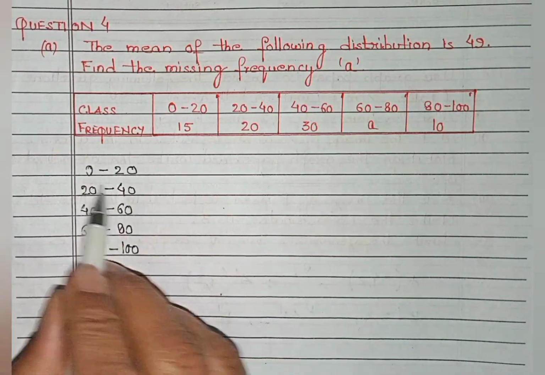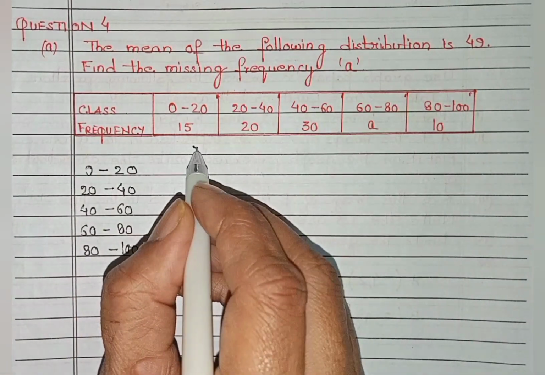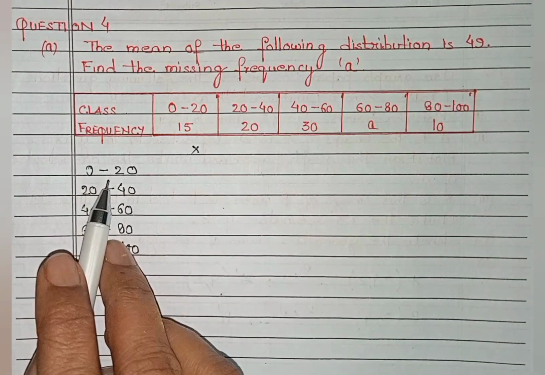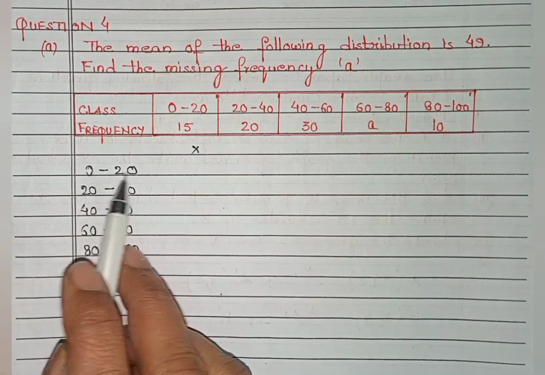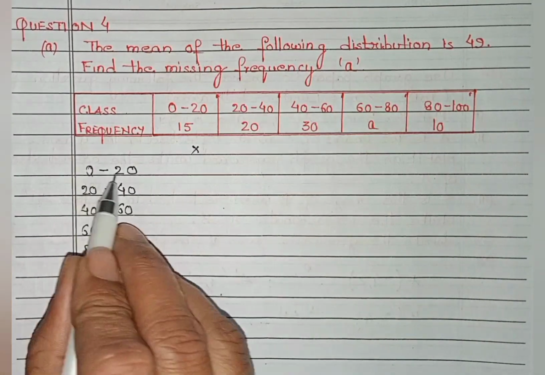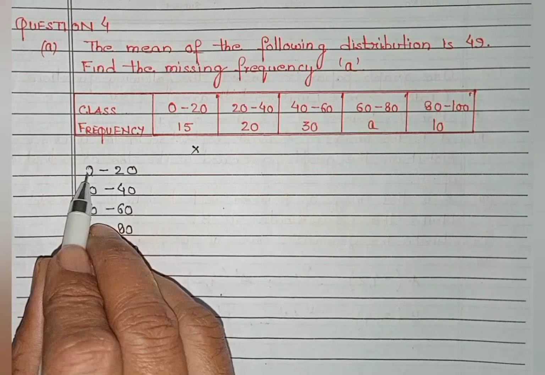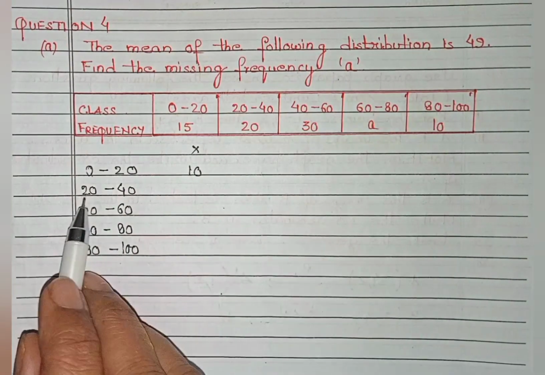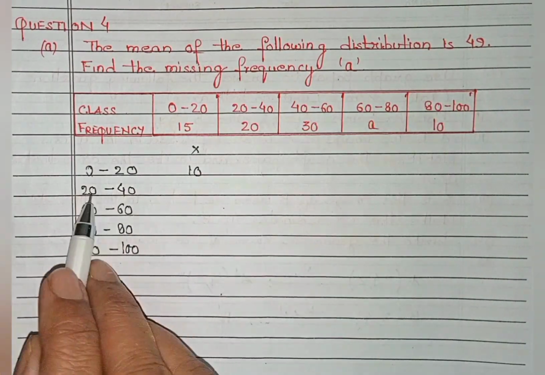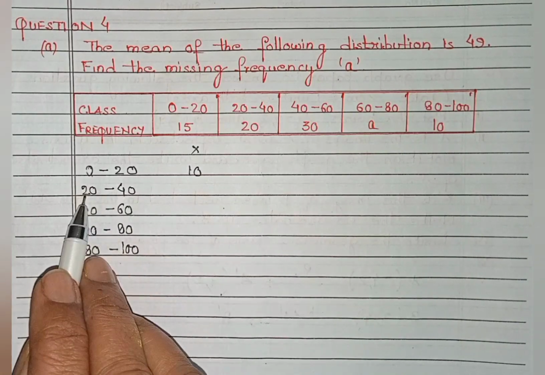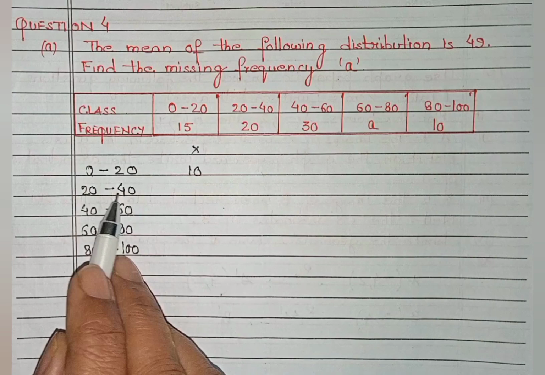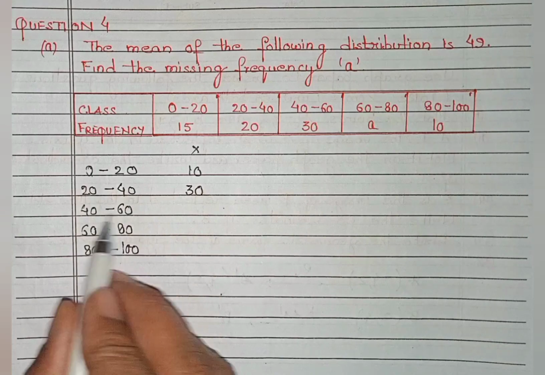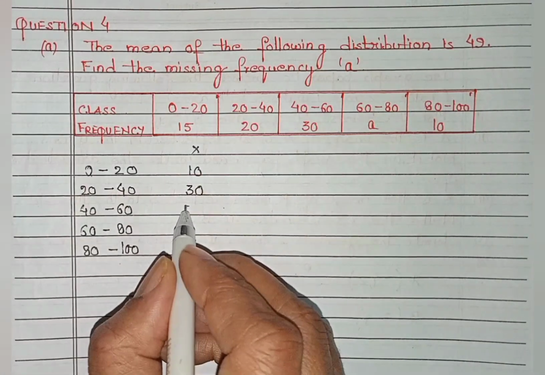Now our first step will be to find the mean of this class interval, that is the mid value of this class interval, that is the class mark. So 0 to 20, you will add these two and divide it by 2. If you add these two, total is 20, divided by 2, you will get 10. Now for the mid value of this class interval, add these two. Addition of these two will give you 60 and then divided by 2, 30. Add these two, total will be 100 divided by 2, 50.